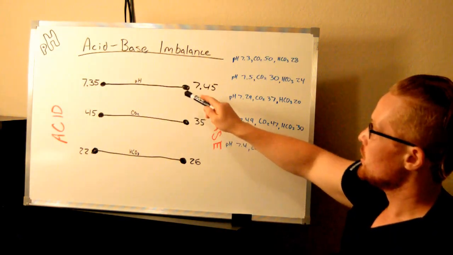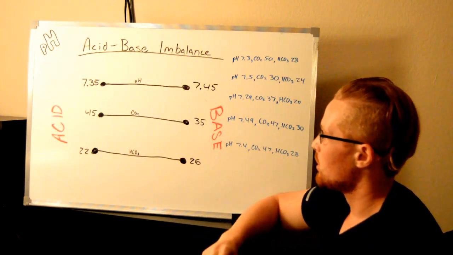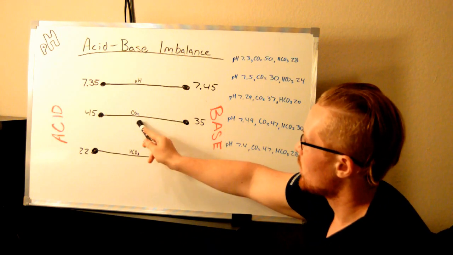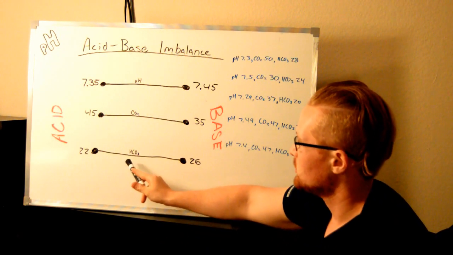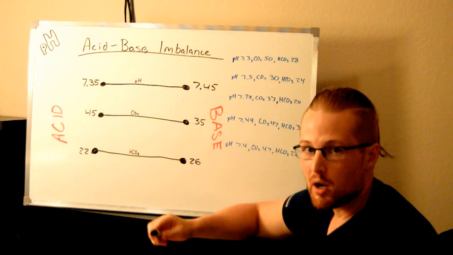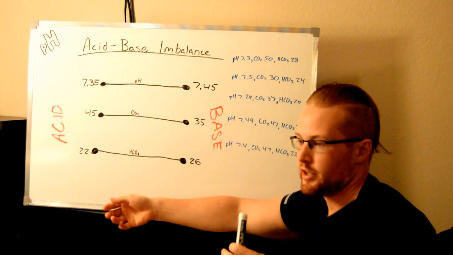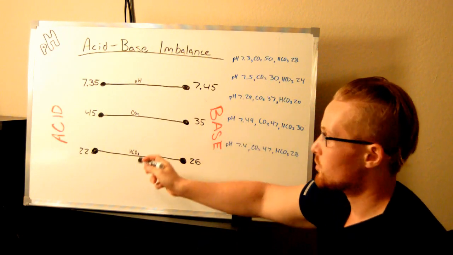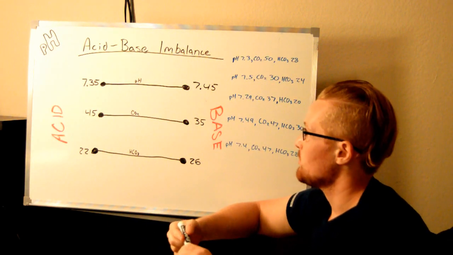So to start, there's three values you want to look at in the problem: the pH, the carbon dioxide, and the bicarbonate, also known as HCO3. They may give you other things in the problem, such as the patient's oxygen saturations or a little bit of history, but if you have these three, that's all you need to figure out which imbalance it is.